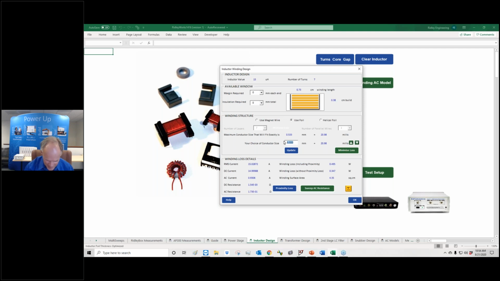Sorry, let me deliberately force this to 0.1. So in this case, for the flat foil winding for a buck or a forward, it wins every time. Doesn't matter how big you make the foil. So that's the right one.